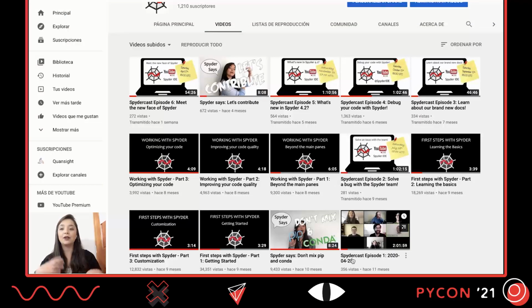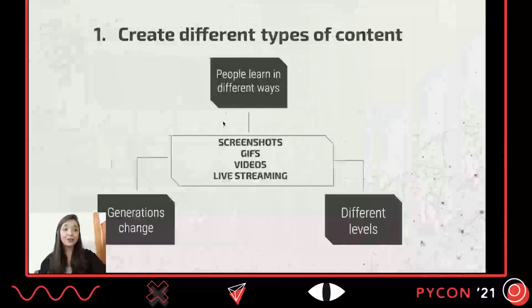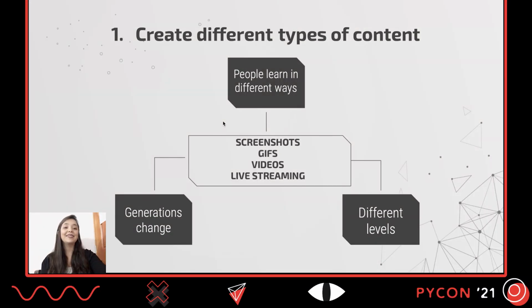The third thing that I did, which is not directly related to documentation, but has been important for our community, is live streamings. Live streamings are booming now, the new generations love them, and that's why we have been doing Spydercasts, which is how we call them, in order to share relevant content related to Spyder. This allows us to get closer to our users in a way. So, create different types of content.